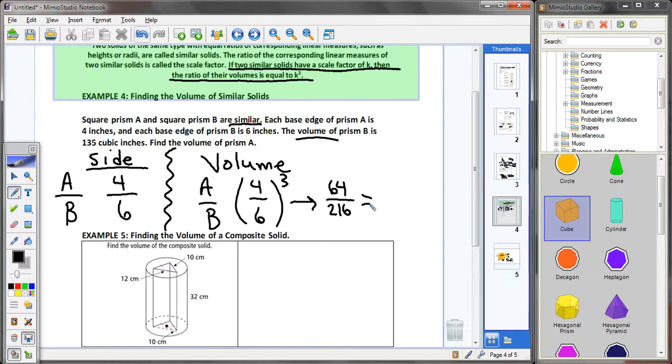Okay, so I'm going to set a proportion up here. I want that 135 to go in for prism B. So am I going to put that 135 in the top or the bottom, kids? Bottom. So what I'm left to solve here, kids, is this. 64 times 135 over 216. I don't know what that is. How much? Okay. So prism A is how many cubic inches, kids?